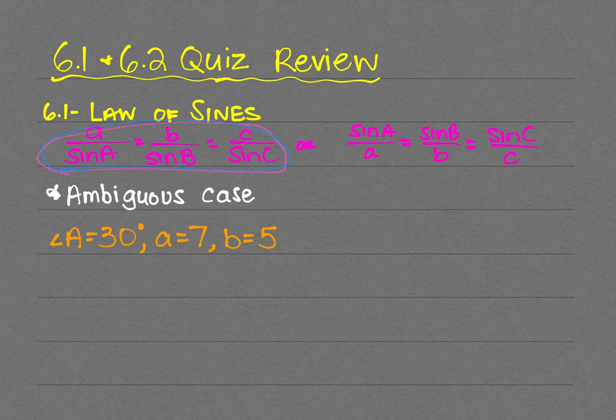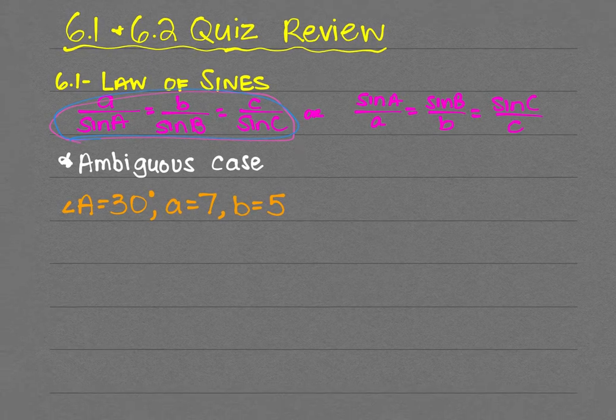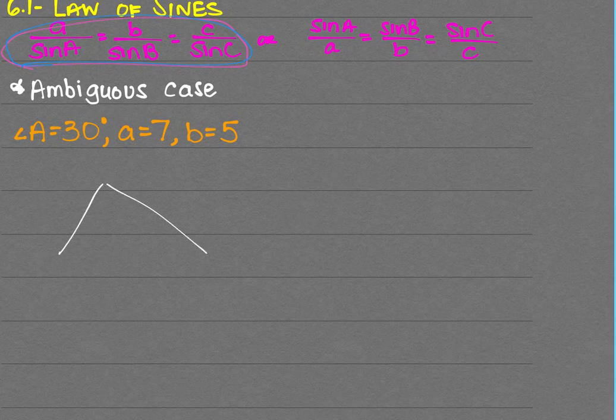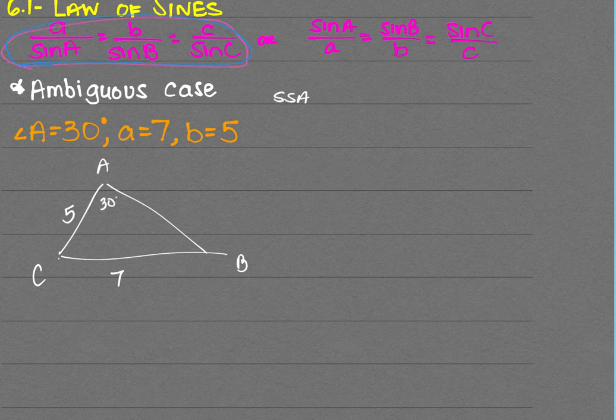So if angle A was 30 degrees, side A was 7, and side B was 5, I would want to draw that out. I would label A, B, C. A is 30. Side A is 7. Side B is 5. So I've got 2 sides and the non-included angle, and that is your ambiguous case scenario. So you're going to remind yourself that there could be a second triangle here.